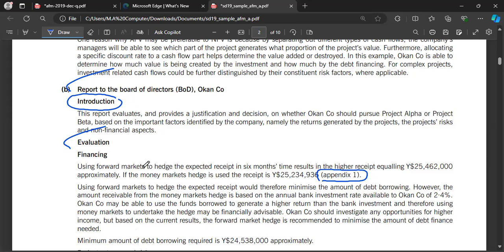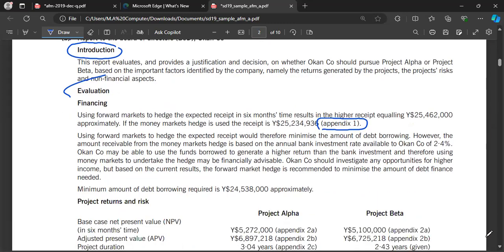Do you see that? What was happening? We have to choose between the forwards and the money market hedging. Based on the calculation, it is quite visible that the forwards are giving the better results because they are giving 25,462, while this was giving 25,234. But just to say this is not enough. The examiner is saying that the annual bank investment rate was 2.4%. Okan may be able to use the funds borrowed to generate a higher return than the bank investments, and therefore using the money market to undertake the hedge may be financially advisable. We are not saying it is a definite no. We are saying it may be financially advisable. We are trying to apply the skepticism skill.